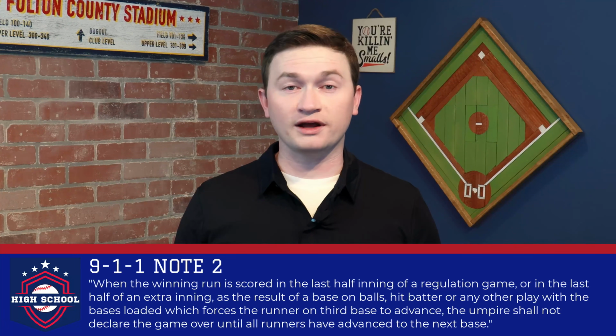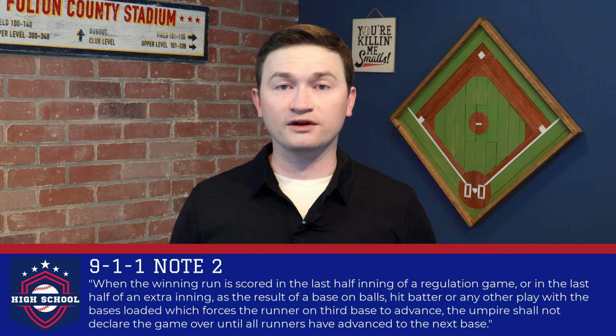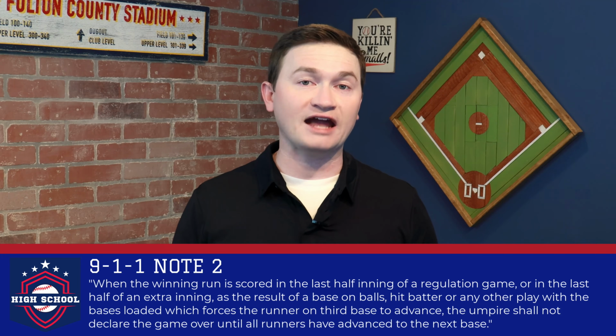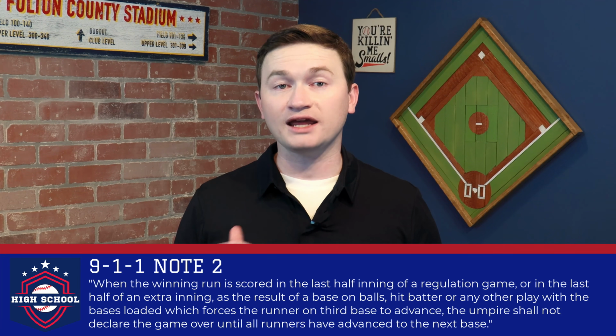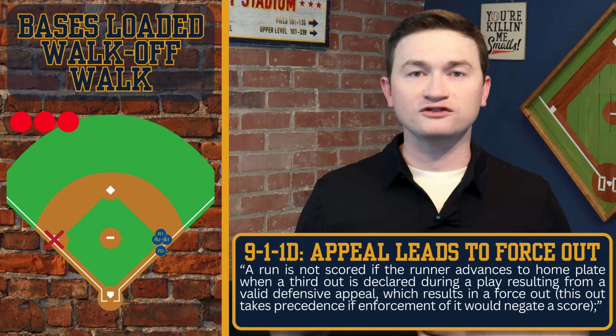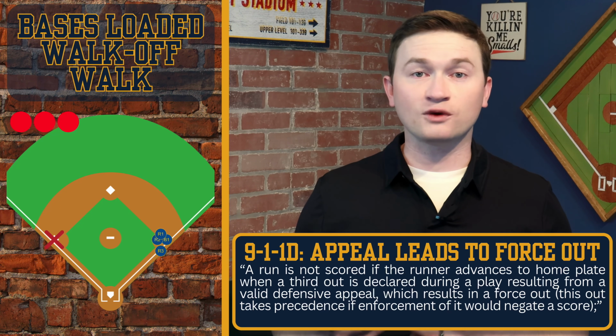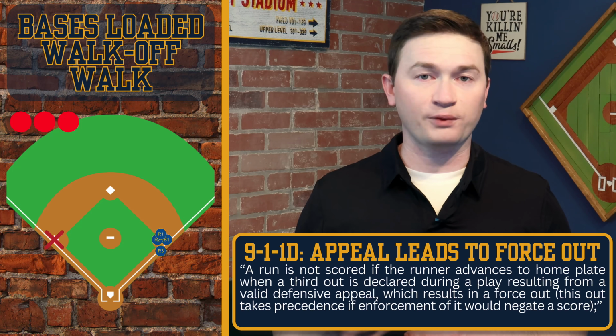Secondly, when a winning run is scored in the bottom of the last inning and forces all runners to advance, Rule 9-1-1 clarifies that all runners must advance to their next base, and the game cannot end until that happens. That is an extremely important rule for us because it means that on a 2-out, bases loaded walk-off walk, if R2 runs to first to celebrate with the batter and then the defense appeals R2 did not touch third, that is the third out of the inning. Not only that, it falls under exception D that no run scores on an appeal that results in a force out like this one. This is why it's so important to make sure those runners advance on a play like this.